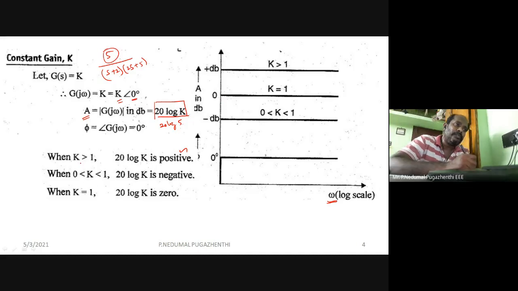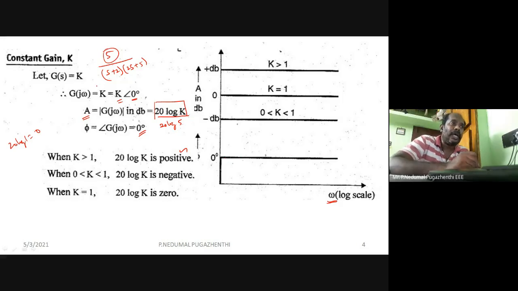If k is greater than 1, then it is going to be 20 log of k, which is positive. If k lies between 0 and 1, then 20 log k will be negative. And if k is equal to 1, you will get 20 log of 1. Log 1 is going to be 0, so 20 log k will be 0. You don't have a phase angle because it is not having any omega term inside it. So your phase angle is also 0 degrees. It is also constant. Are you getting the point?